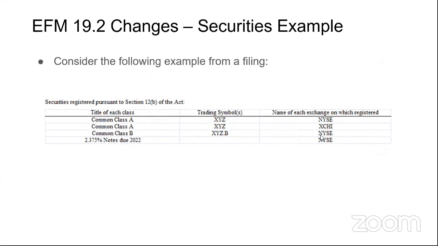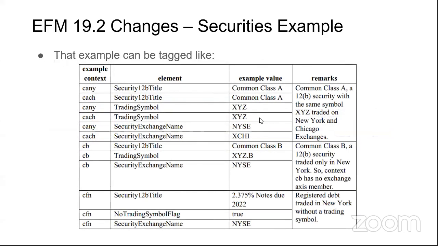Let's take an example from a filing of what that table might look like. Here we can see we have 4 rows in our table, 2 common class A's under 2 different stock exchanges. We have common class B under the New York Stock Exchange. And we also have our notes due year 2022 with no trading symbol under the New York Stock Exchange. We could tag this with the following elements.